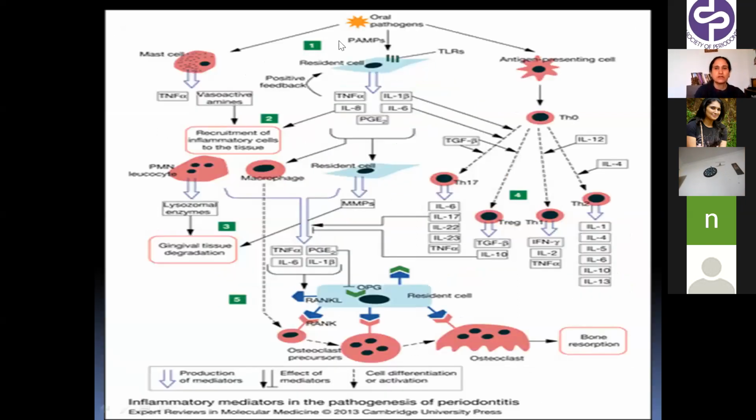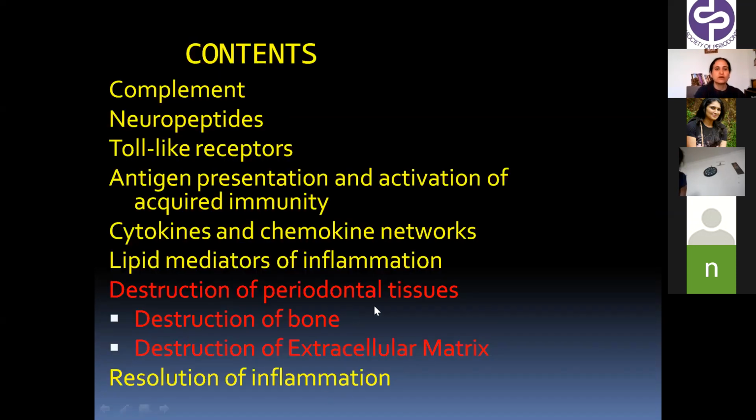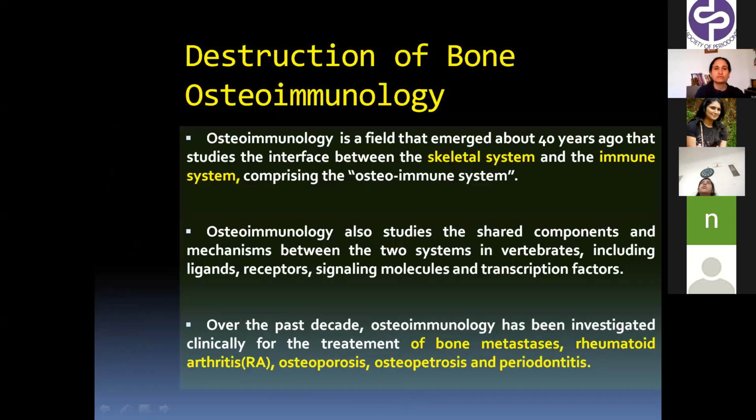So this is an overall picture of how these different types of cytokines are elaborated, right from the epithelial cells to the fibroblasts to the macrophages, and ultimately lead to the destruction of the bone. Now, destruction of periodontal tissues is divided into two types: destruction of bone and destruction of extracellular matrix. First, we will study this, because you also get a short note on osteoimmunity.